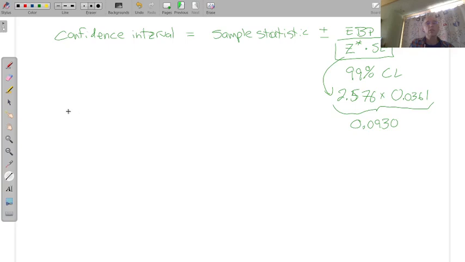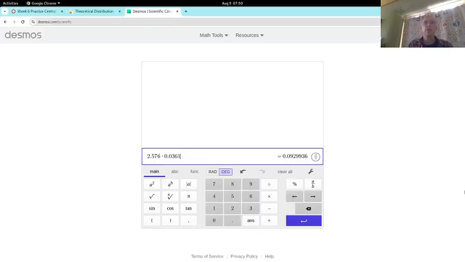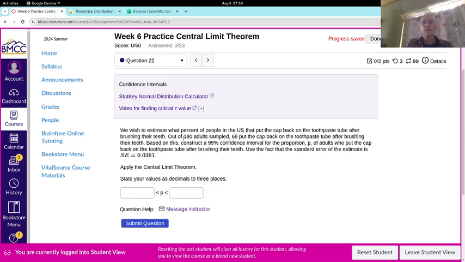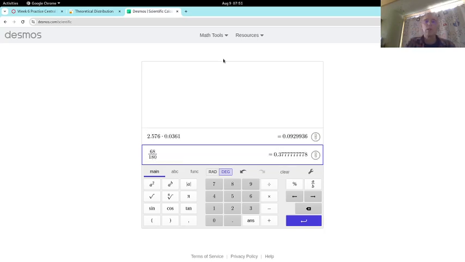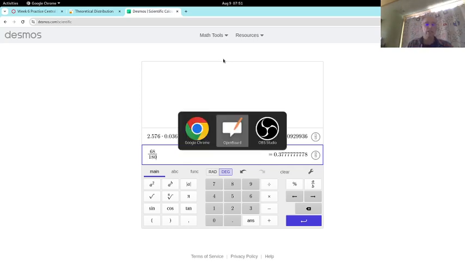So I'm just going to make a little number line for this. In the middle is going to be our point estimate, our p hat, which I believe in this problem was 68 out of 180. Let's check that. 68 out of 180, what is that as a decimal? That is about 38%. So we'll go with four decimal places again: 0.3778.